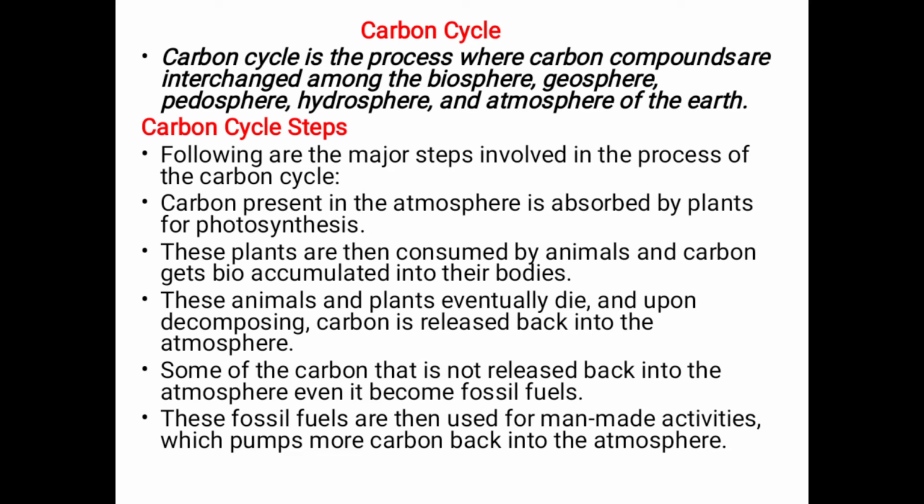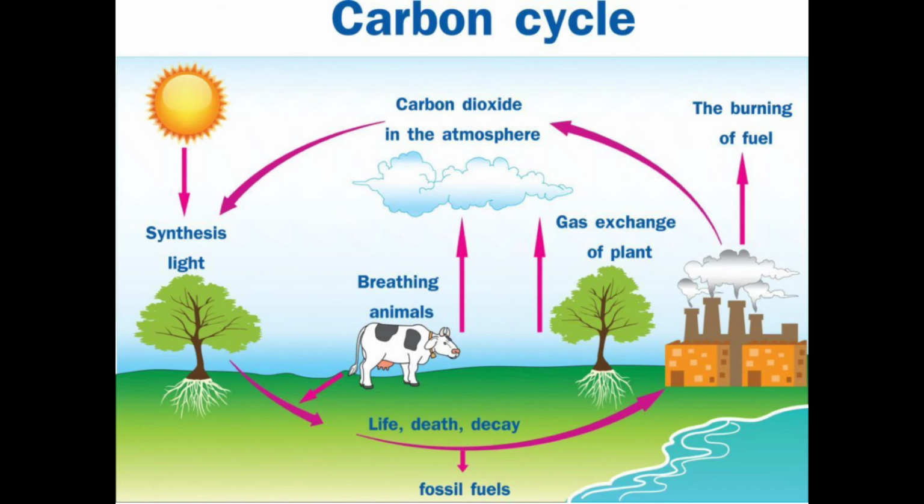So these are the steps in the carbon cycle, where you can see in the picture that plants prepare their own food using sunlight. Then these plants are eaten by the animals. After the death of the animals, the body is decomposed and converted into fossil fuels. And you can see the industries burning fuels, which also releases carbon dioxide, and this carbon dioxide present in the atmosphere is again utilized by the plants, which take in the carbon dioxide and release the oxygen. This is the carbon cycle.